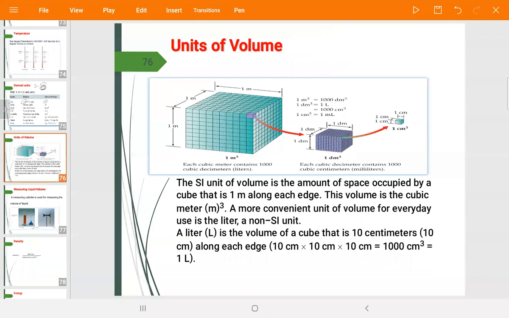All right, the other is the SI unit of volume, which is meter cube. Now, you have to remember these relationships. 1 meter cube is the same as 1,000 decimeter cube. And remember, 1 liter is the same as 1 decimeter cube. So because 1 meter cube is the same as 1,000 decimeter cube, I can express 1 meter cube as 1,000 liter.